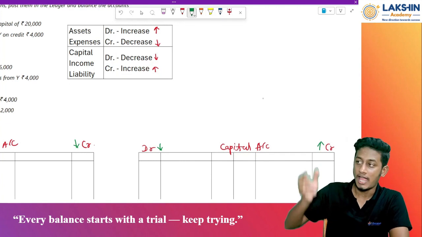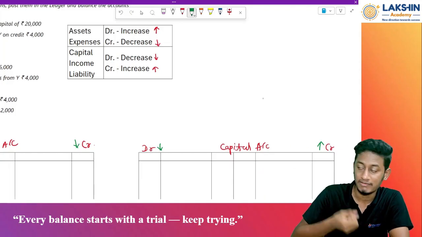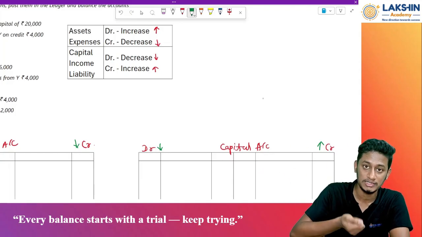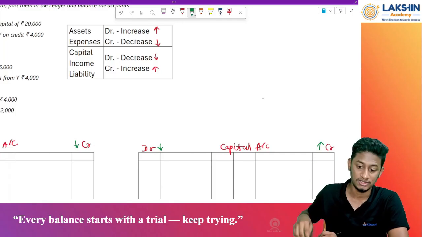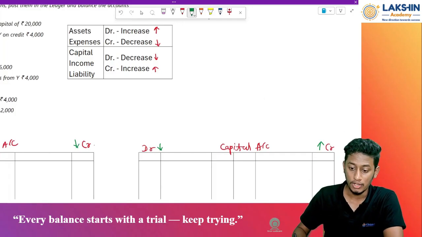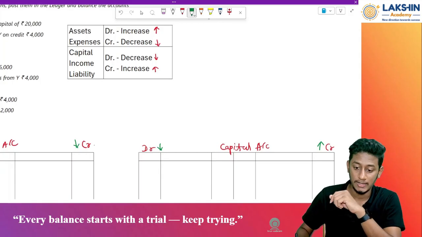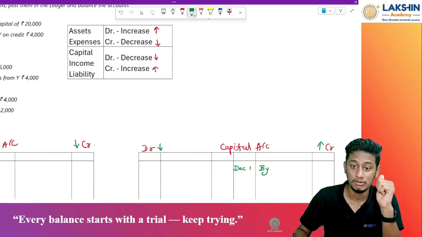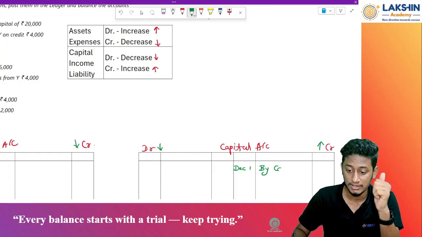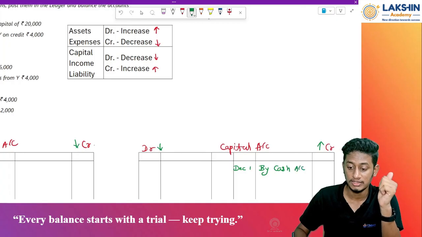Now you tell me, whenever I receive cash into my business, does the capital balance increase or decrease? The capital balance increases. So therefore, what to do? I will pass the entry on the credit side. So on December 1, how have I received the capital? By infusing cash into the business of rupees 20,000.